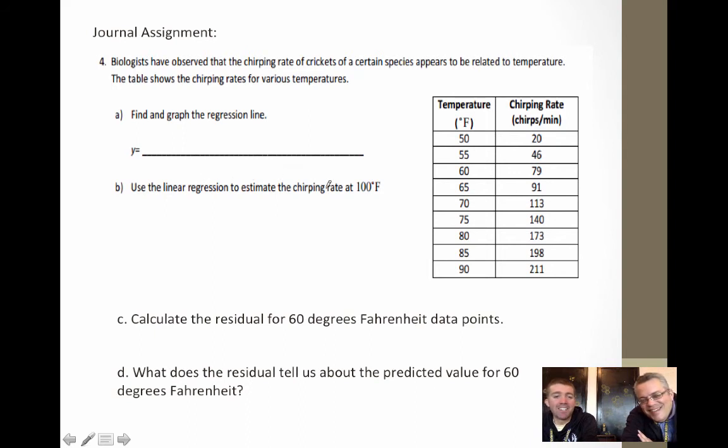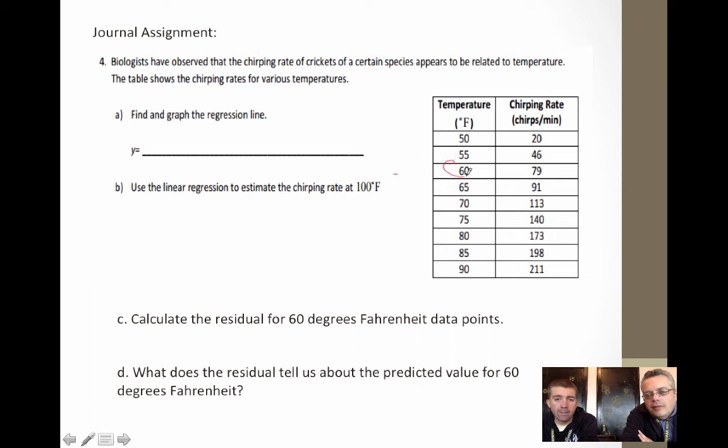Use the linear regression to estimate the chirping rate at 100 degrees. It's not on here, so 100 degrees, if we estimate it, should be a pretty high number. Then calculate the residual for the 60-degree mark. Could you circle that point there?